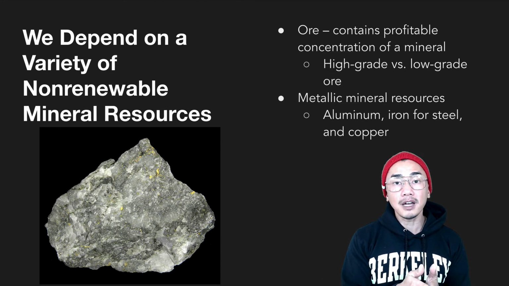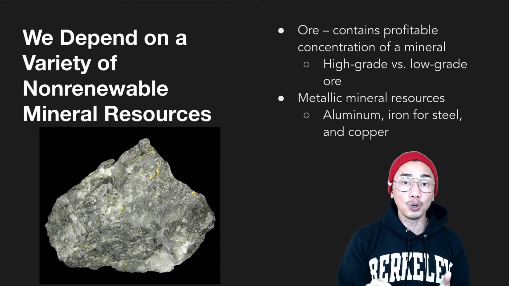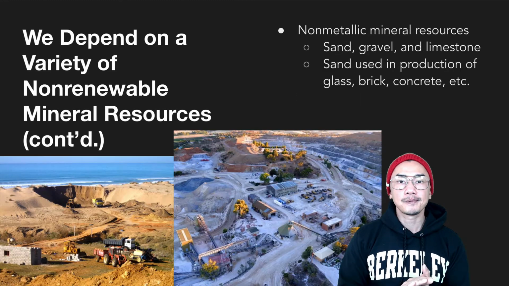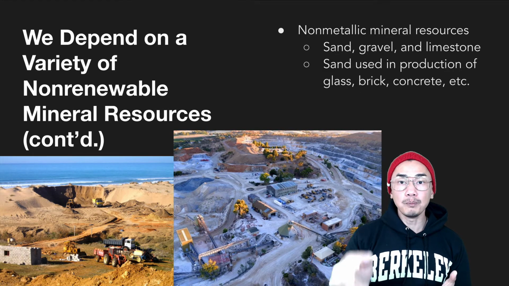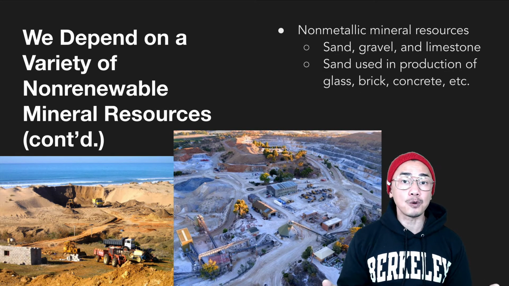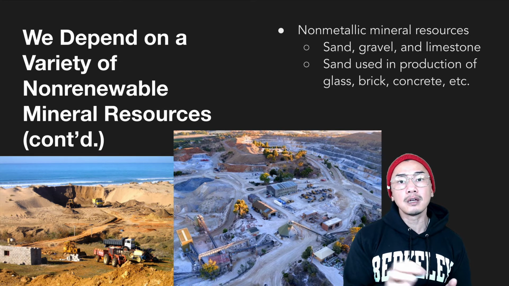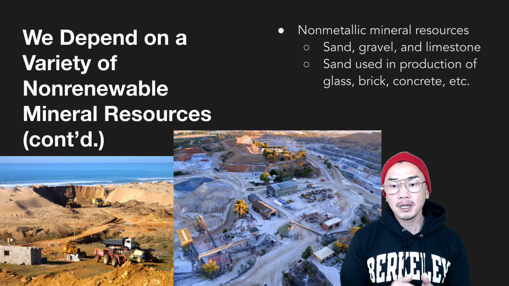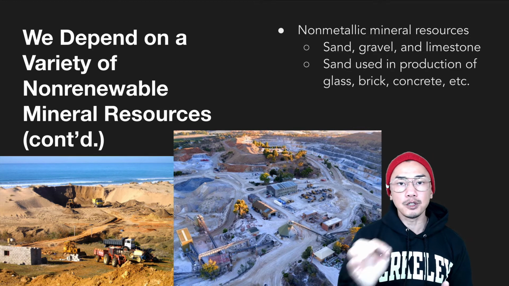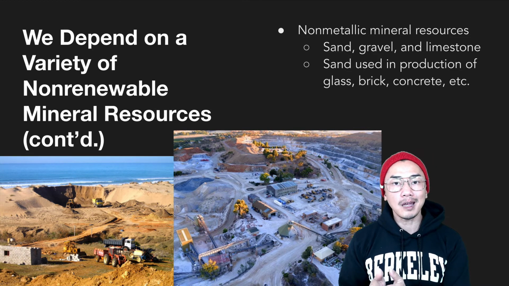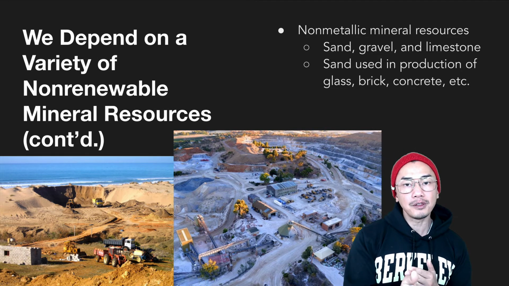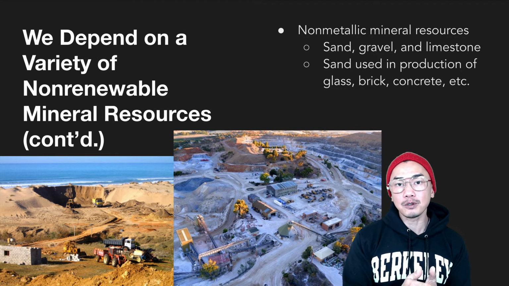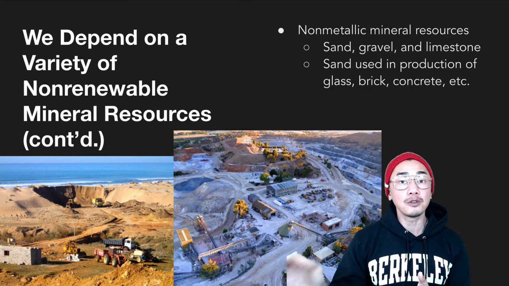The photo on the left shows an example of a gold ore. Non-metallic mineral resources that we mine for include things like sand, gravel, and limestone. Sand is commonly used in the production of glass, brick, and concrete. A sand mine in India is shown here on the left side, and a limestone mine in Australia is shown on the right side.